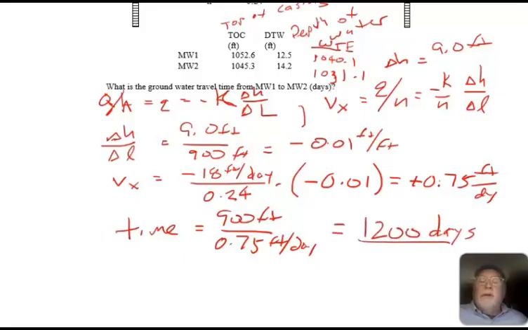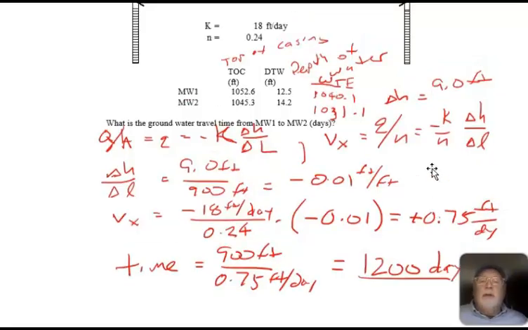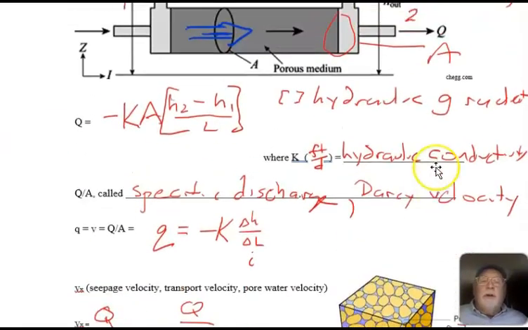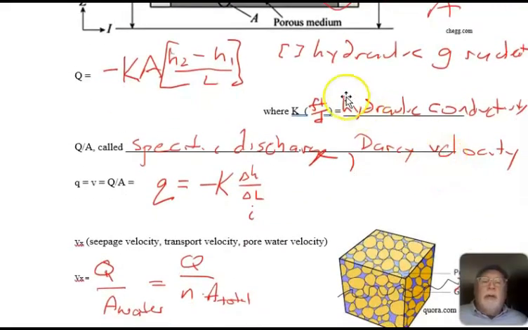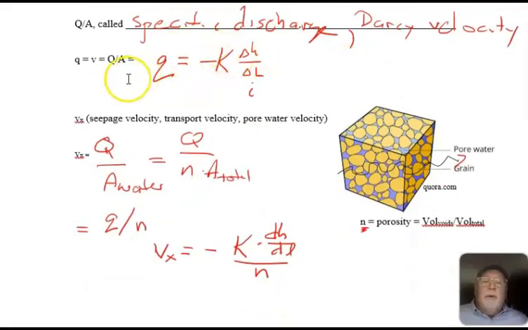For groundwater, groundwater is slow in general, but it varies a whole lot. And you see these hydraulic conductivities vary a whole lot. All right, so that's an introduction to Darcy's law. This is the basic equation. Q equals K times A times the hydraulic gradient. The specific discharge, which I'll call little q, equals K times delta H to delta L.